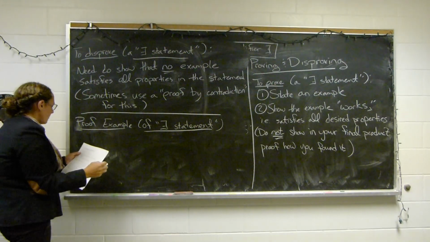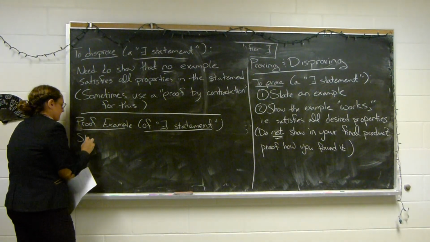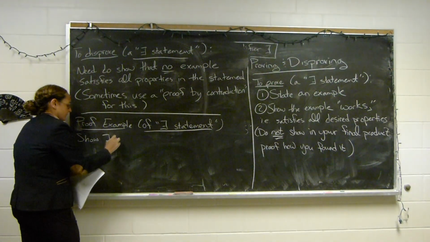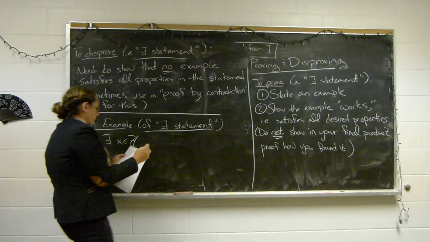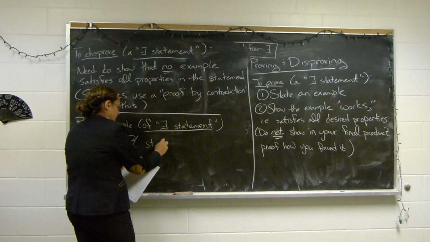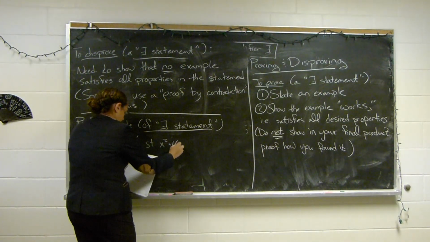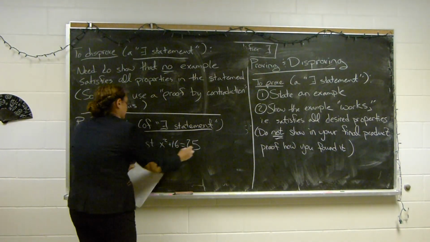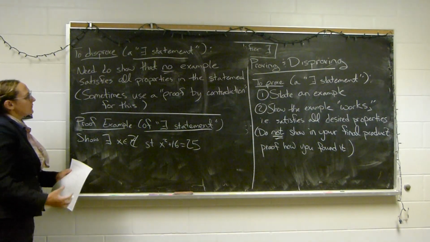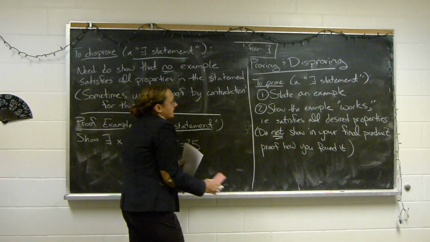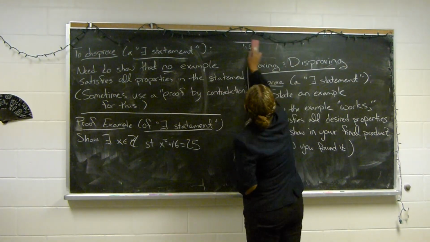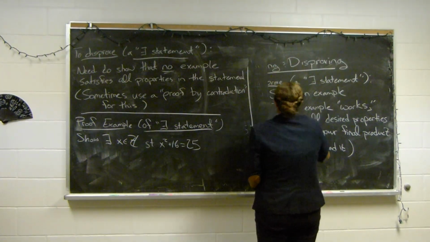Okay, so we're going to show there exists an integer x such that this. So the statement we had before. Let's try to find an example. We need to find an example. We do this in our scratch work, we remember. So let's do some scratch work.